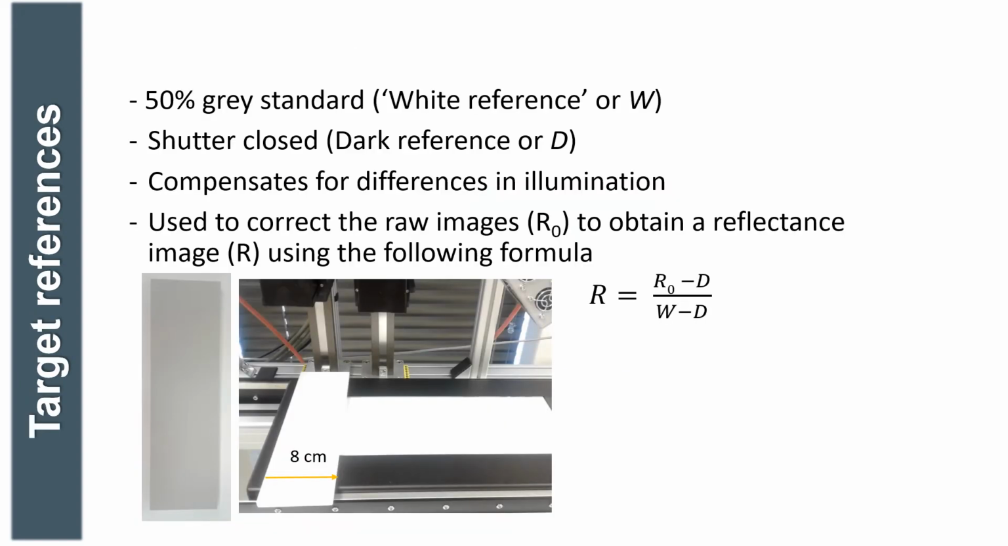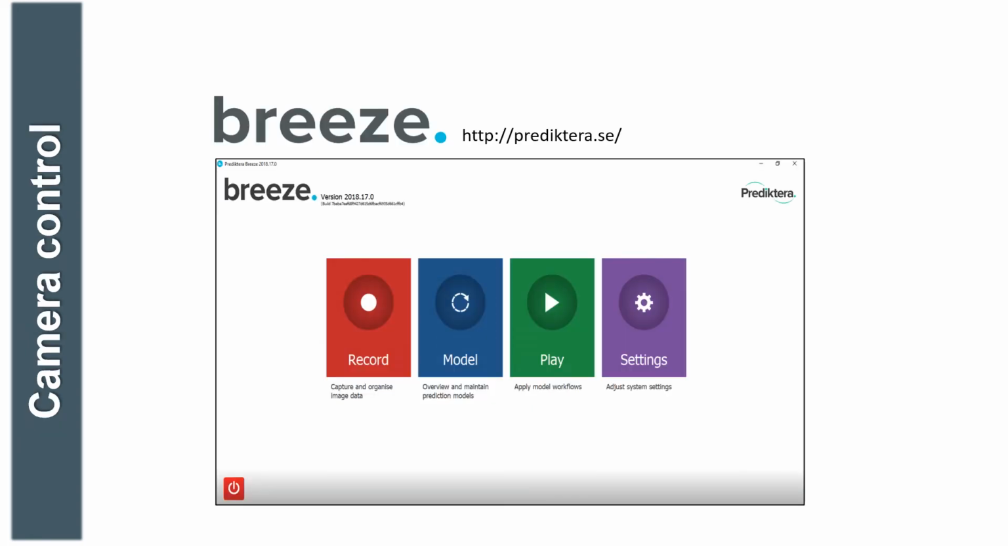During imaging, a 50% gray reference is used as a white reference. The shutter is also closed to collect a dark reference. Both of these references are used to correct for differences in illumination over the field of view. So it's used to correct the raw image to obtain the reflectance images using the formula as indicated. The Breeze program from Prediktera is used to operate the cameras and to record the images. Once you decide to use the hyperspectral cameras in the unit, you will receive training on how to use the software and set up the cameras for imaging.